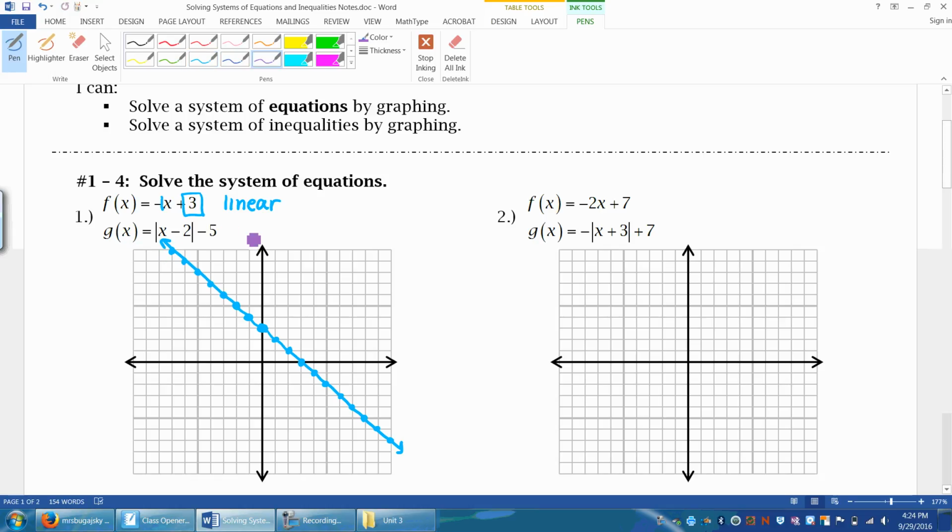G of x does have the absolute value. So when you graph this one, it should look like a V. The past 2 days we learned that -2 moves this to the right 2 and -5 moves it down 5. So I'm going to go right 2, down 5, and there's my vertex. The invisible multiplier out in front is 1, so I'm going to go up 1 over 1 on the right side of the graph. And instead of doing the opposite like I just did on the line up above, I'm going to go up 1, left 1, and create a V shape.